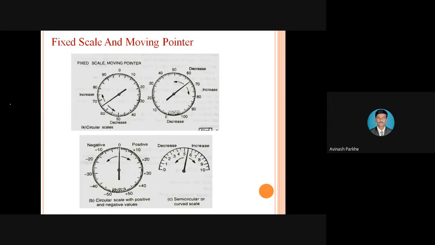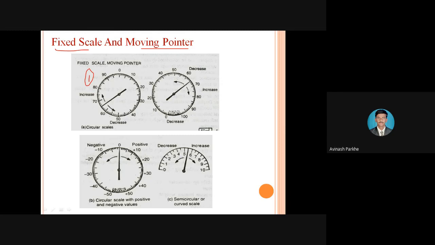Now we will start with some of the standard figures, which I have also represented here. You can see fixed scale moving pointer. So these are the two figures you can see here. You can easily understand how the scale is fixed and how the pointer is movable. Now if you think about the first figure, figure number 1, in that the circular scale is given, and on that circular scale some numbers are given starting from 0 and ending at 90.